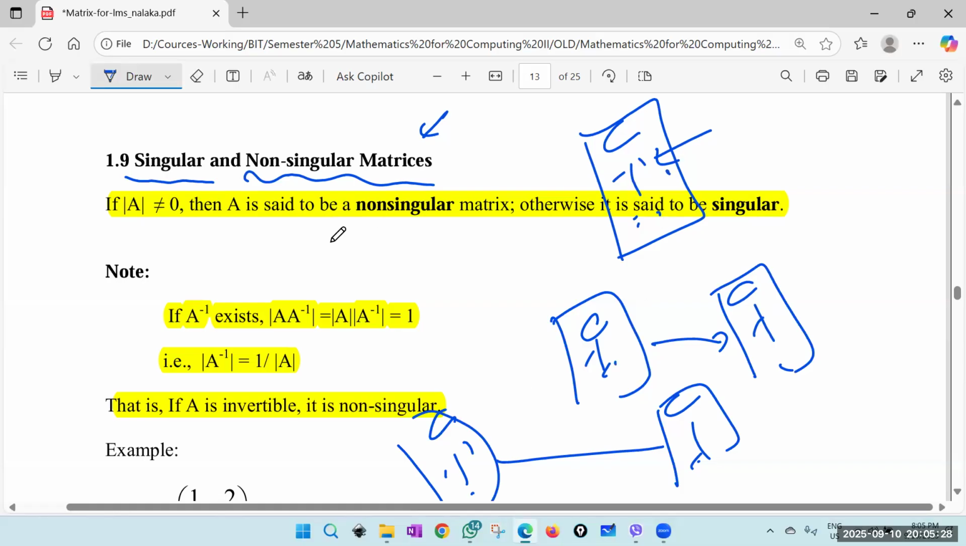In matrices, if it is non-singular, you have a unique partner. So this is a partnership with this. A non-singular matrix has a unique inverse. This one's inverse is this one, and this one's inverse is this one.